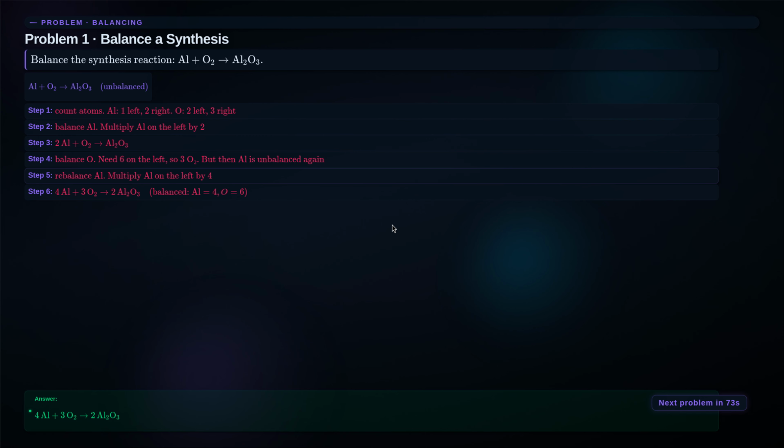The final balanced equation is 4Al plus 3O2 yields 2Al2O3. Step 5. Verify. 4 Al atoms, 6 O atoms on each side. The balanced equation is 4Al plus 3O2 yields 2Al2O3.